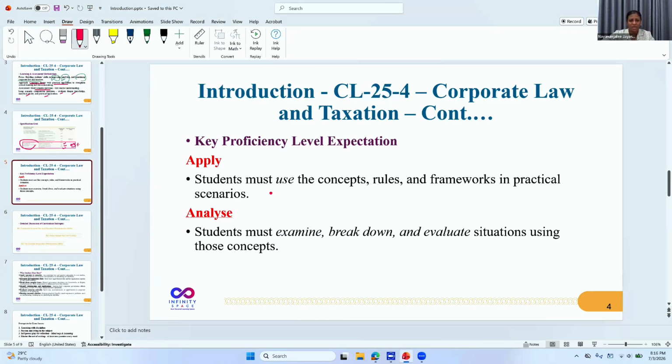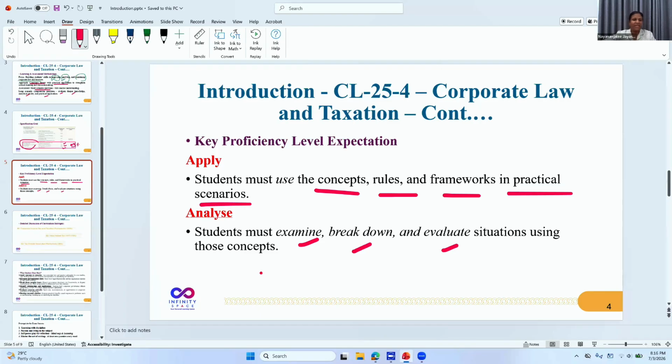What's the meaning of apply? Students must use the concepts, rules and framework in a practical scenario. That's why the mini practical scenarios or complex scenarios are given to you. And analyze: students must examine, break down and evaluate situations using the concepts. Then you have to analyze the situation and give a recommendation, an opinion, to the person who seeks your advice.